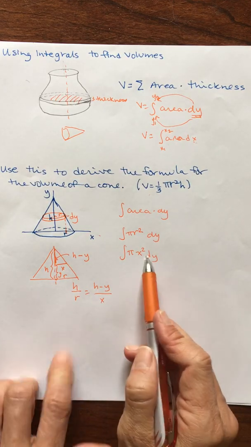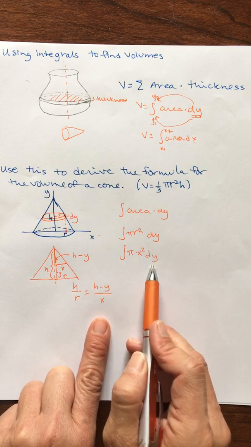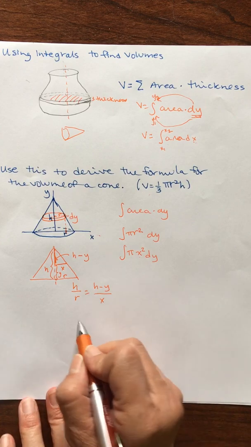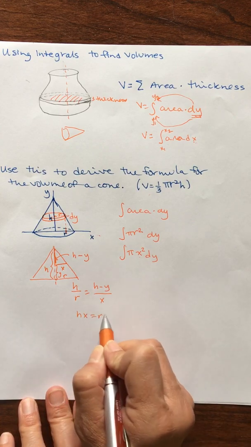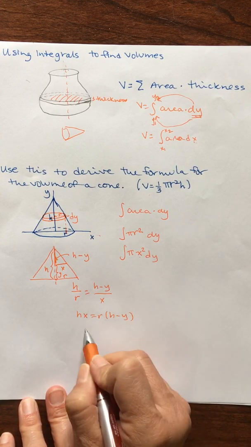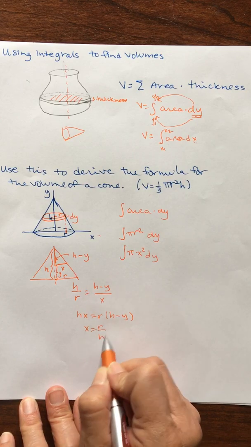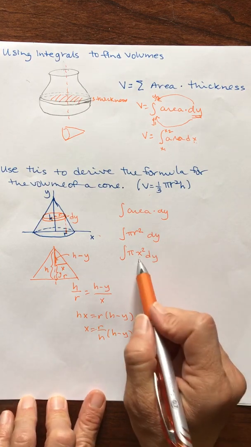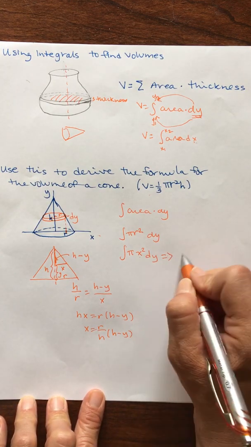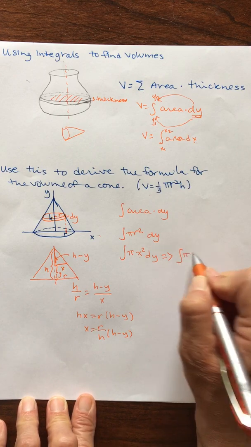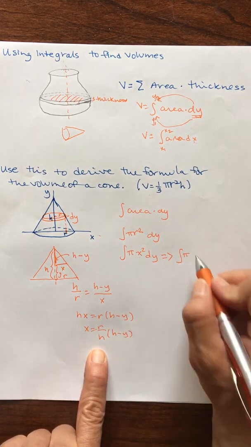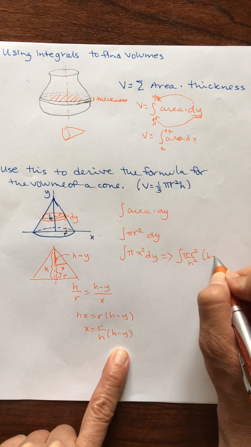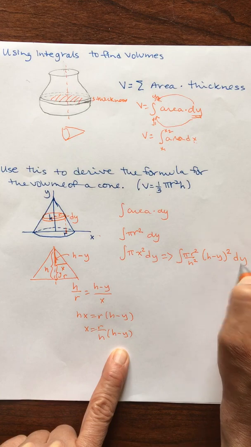Remember, we're trying to get x in terms of y. So let's cross multiply and do a little algebra. hx equals r times (h minus y), so x equals r over h times (h minus y). Then we need to square it. Let me come back up here. So pi x squared, let's go ahead and square it as it comes in: r squared over h squared, and then (h minus y) squared dy.